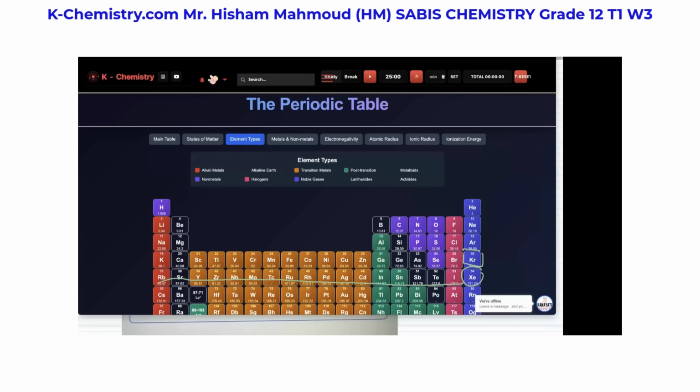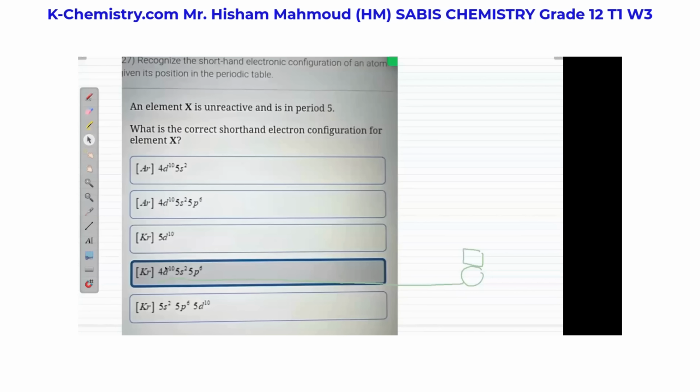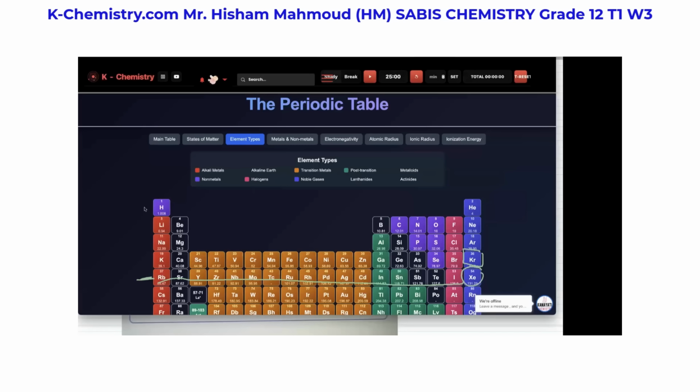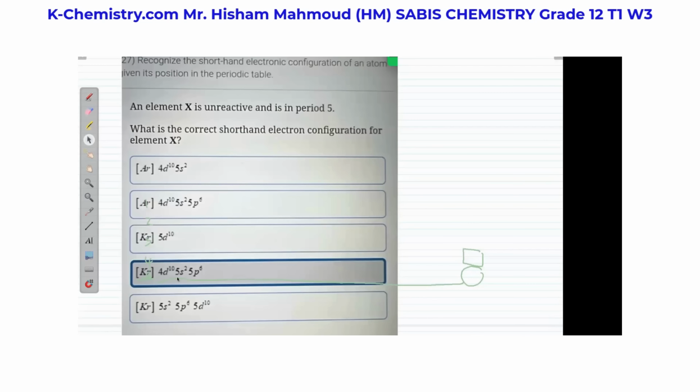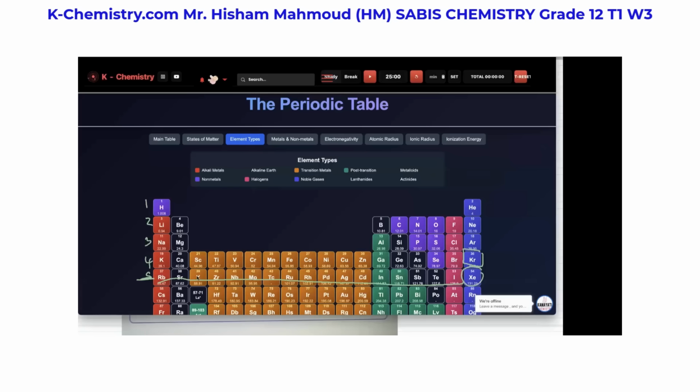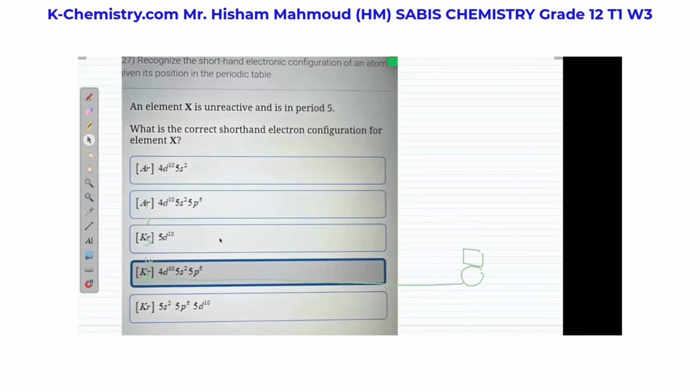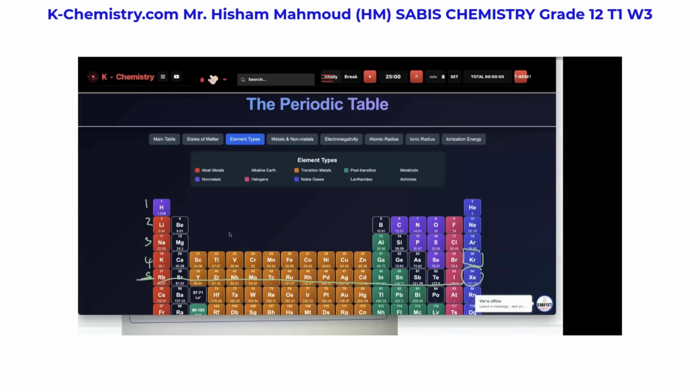The noble gas that I met here was krypton. So I will write krypton here, and then you continue the configuration after krypton. 1, 2, 3, 4, 5, so 5s2. Where do we put the 5s2? At the beginning of the session, we said that it's better to write the d before the s. So don't write the s before the d. Better to write the d before the s. And we said this helps you in canceling the electrons.